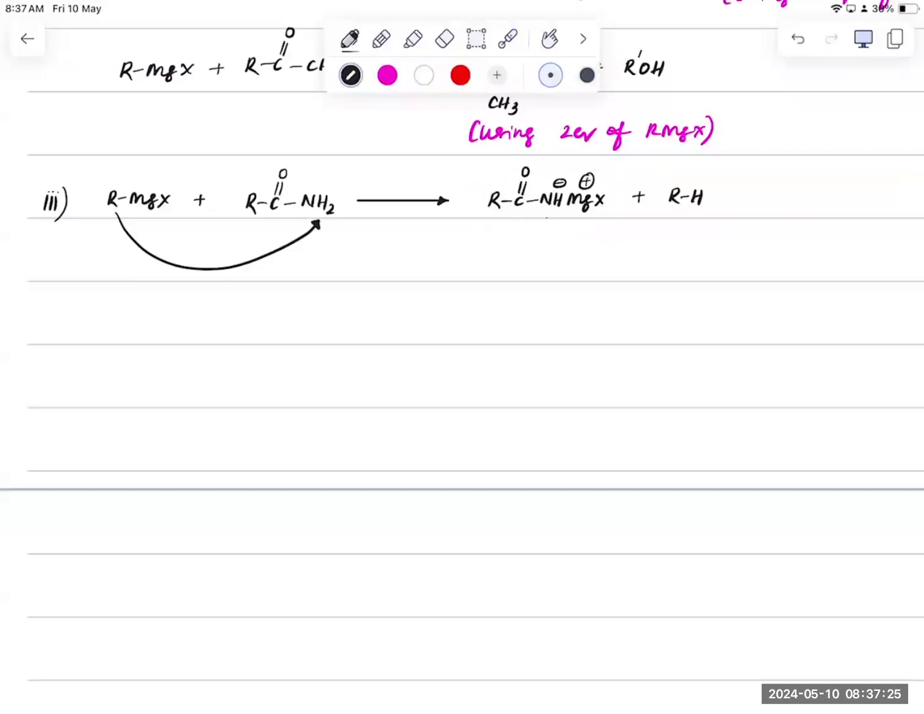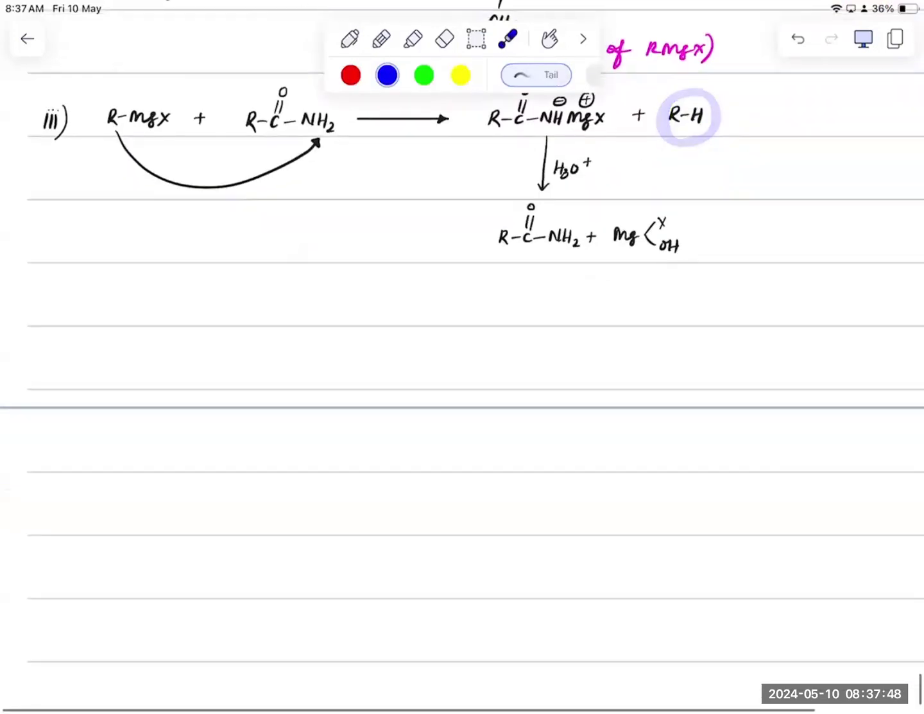If you further hydrolyze this with H3O plus, again we will get RC=O NH2 and MgX and OH. So we will not end up getting any alcohols here, and we will simply get alkanes because the hydrogen is more acidic.